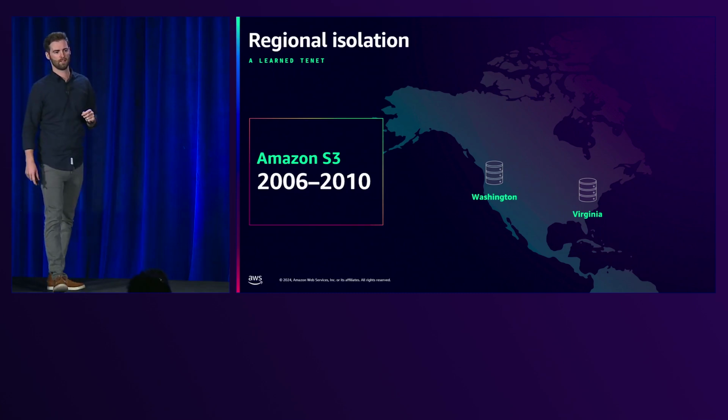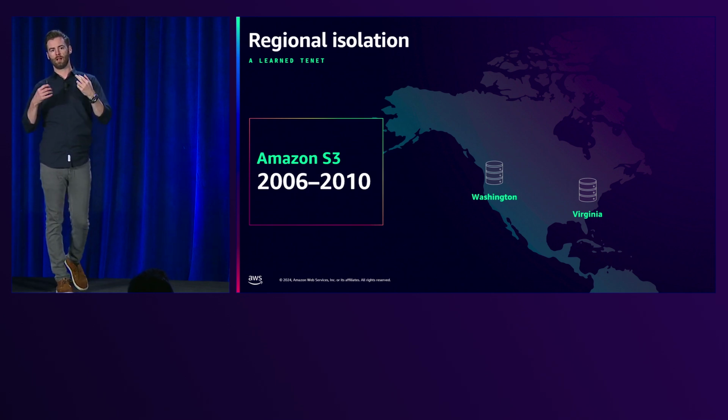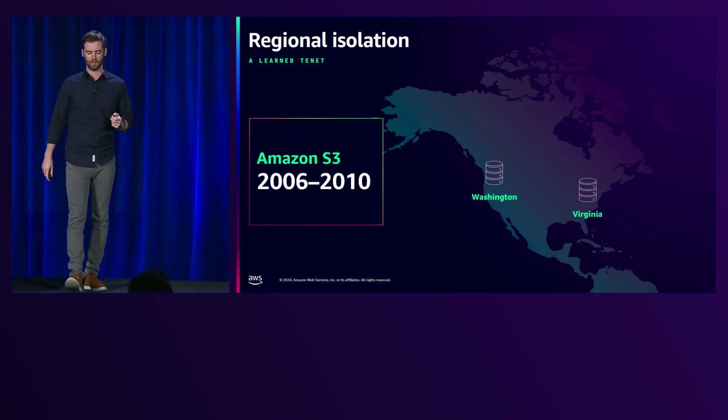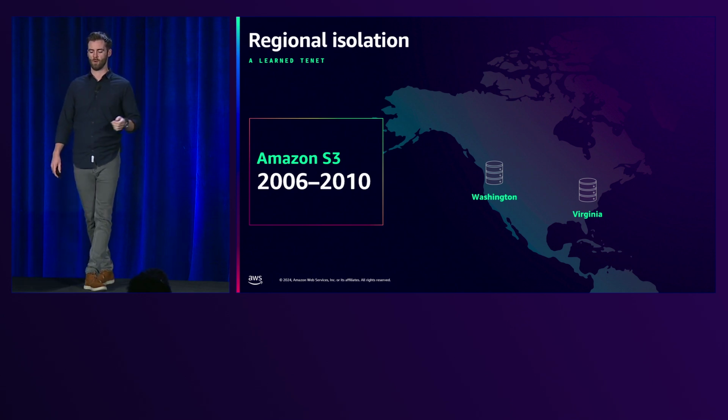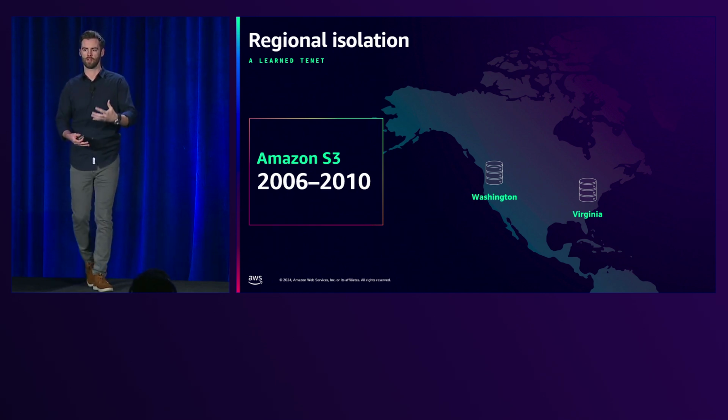Between 2006 and 2010, we had 2 regions, but they were represented as a single endpoint or a single storage service. On the East Coast we had Virginia, and on the West Coast we had Washington. This was part of our vision for the time. We hadn't really figured out regional isolation. It was a process over time that we figured out.